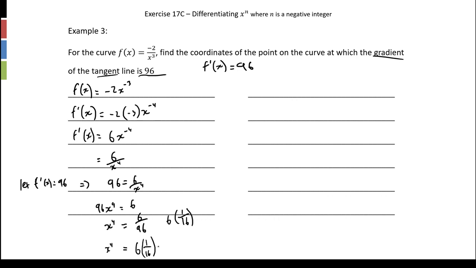Taking the 4th root. Come up here. Let's just start writing some stuff. So x is going to be equal to the 4th root of 6 on 26. I've done all this right. Yep. The 4th root of 6 is not nice.